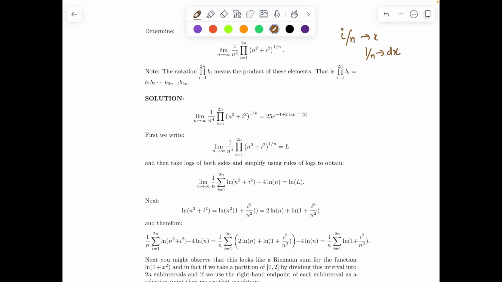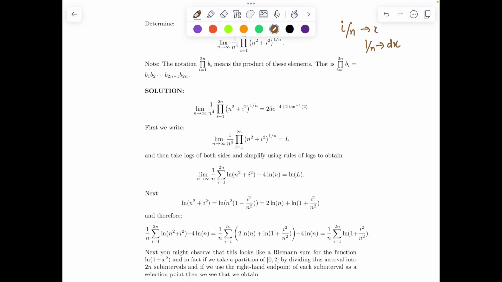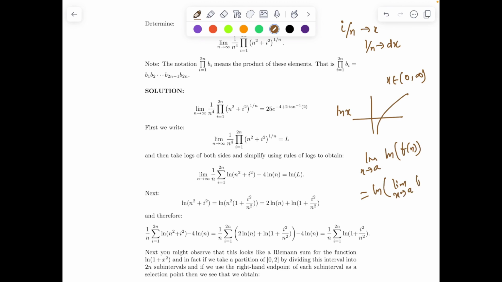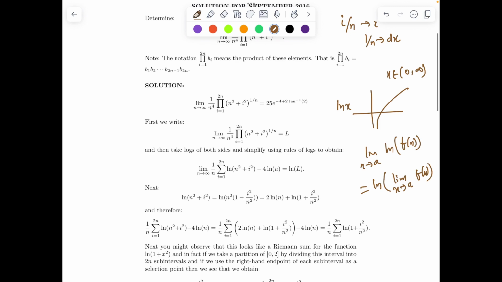So this problem can be written as, suppose this limit is L, and since log is a continuous function from 0 to infinity, I can put the limit inside: limit x tends to a of ln f of x is the same as ln of limit x tends to a of f of x. This is because log is continuous in its domain. So we'll take log on both sides, and that simply gives this expression, because 1 by n goes in front, ln of n square plus i square minus 4.